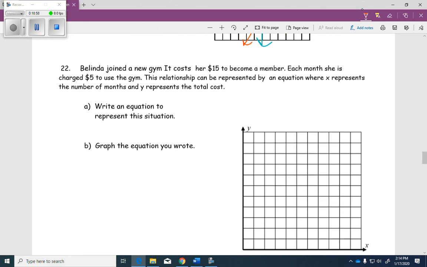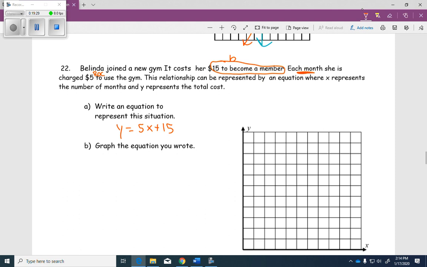Number 22, Belinda joined a new gym. It costs her $15 to become a member. This is a one-time fee. This is your y-intercept, or your b. Each month, those are key words, each month, she is charged $5 to use the gym, which means this 5 is your rate of change. So the equation is y equals 5x plus 15.